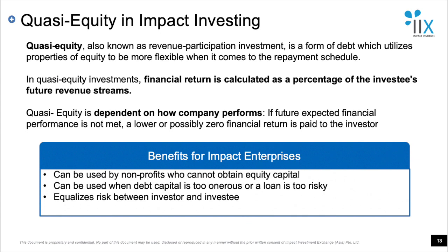But if the company does well and the investment has enabled the company to grow dramatically, then the interest rate is higher and the investor is rewarded for that. But presumably the company can also afford to pay the higher amount at that time because it is doing well. So these revenue participation notes have many uses.